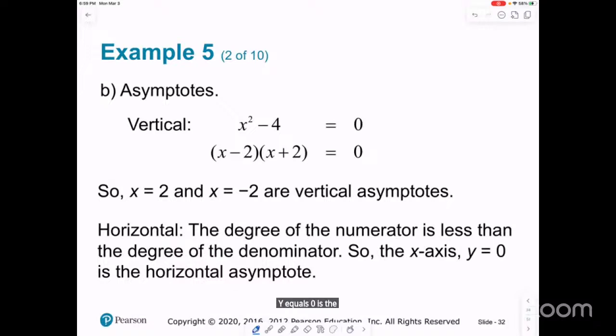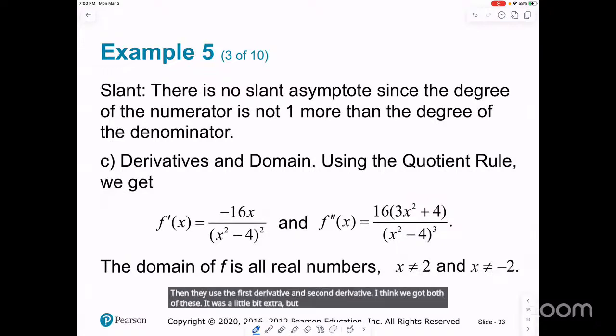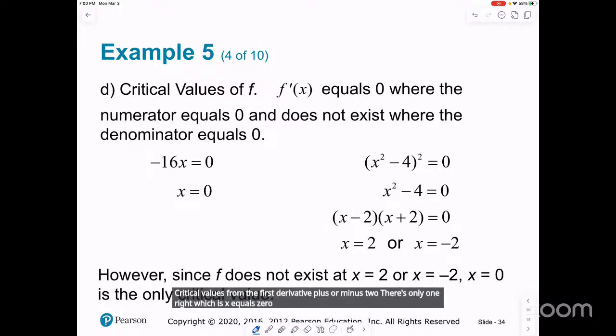So we got those. Slant. There was no slant, right? We did have a horizontal. Yeah, they got the horizontal. Then they used the first derivative and second derivative. I think we got both of these. It was a little bit extra, but that's the nature of the beast. So that's our chart. Critical values from the first derivative: there's only one, which is x equals 0. I think that's exactly what we got.